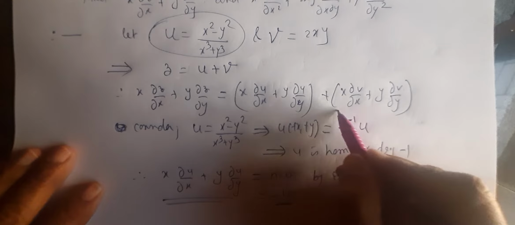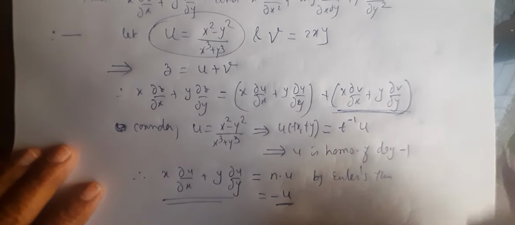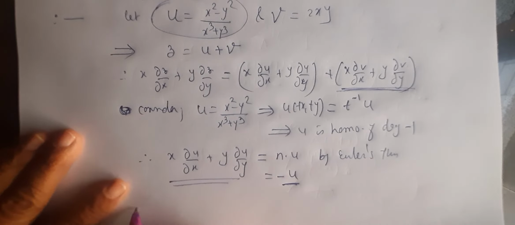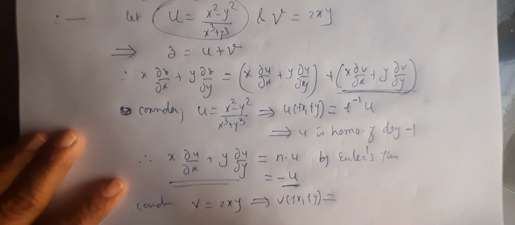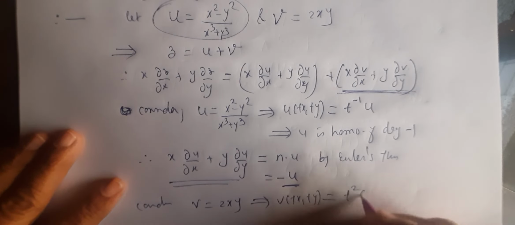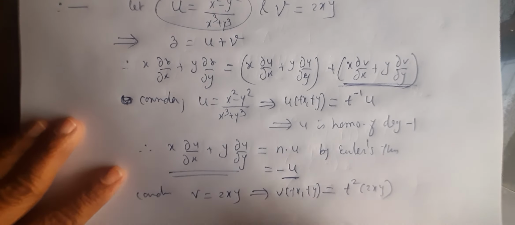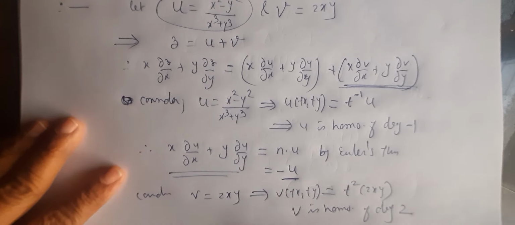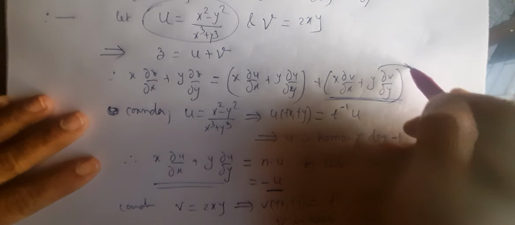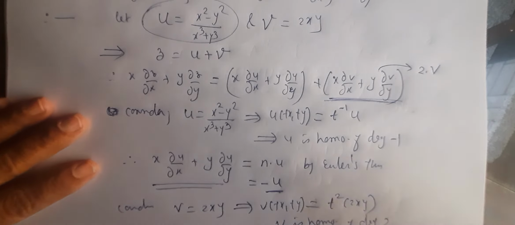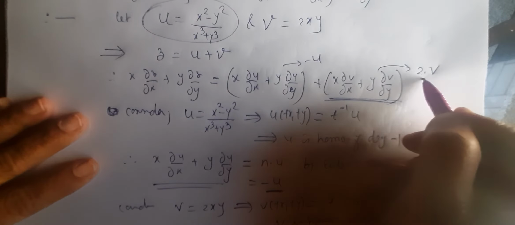Exactly the same way, when I want to find this part, just see what is the degree of v. You can do it even verbally. v is 2xy, so v(tx, ty) is 2 into tx into ty, so we are getting t² into 2xy. That means v is homogeneous of degree 2. Now all of you please complete this. This is of degree 2, so obviously this expression will be 2v. So we have proved this was −u, this was 2v.